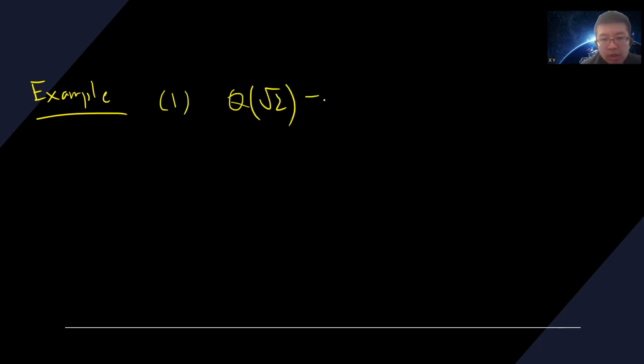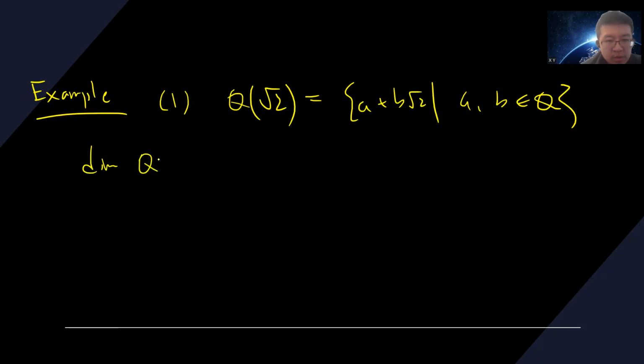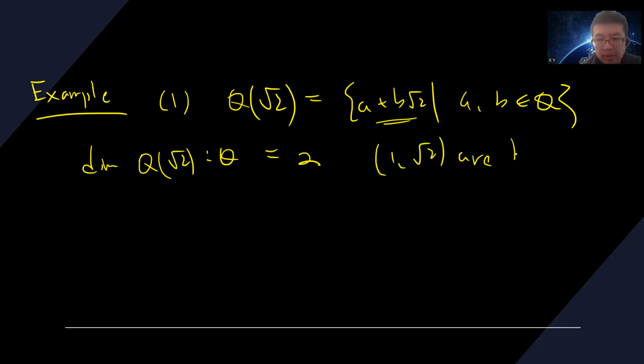Okay, a simple example. The first example is the standard one, which is Q adjoined square root of 2, basically a plus b square root of 2, where a and b belong to Q. Obviously the dimension of Q(square root of 2) over Q is 2, because you can see that 1 and square root of 2 form a basis.